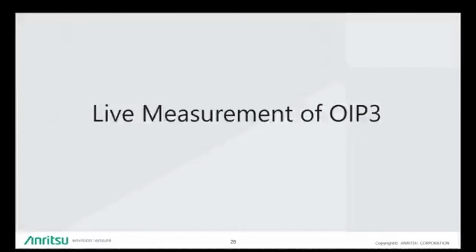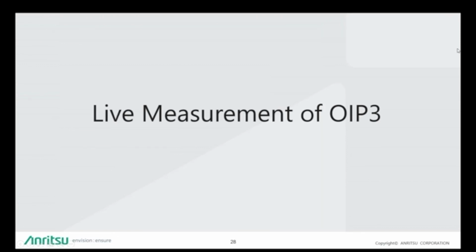And now I'm going to be doing a live measurement of the IP3 of an amplifier, which I've already connected. So what I'm going to be doing is presenting the screen of my VectorStar, and that should give you an idea. Again, as I said, a picture speaks 1,000 words.